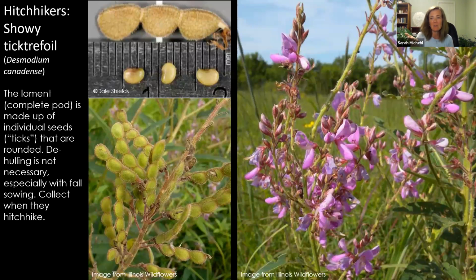How do you know when they're ready to collect? When they just stick to you. They make it obvious when they're ready to collect. You don't have to worry about dehulling these, okay? Or removing the seeds. I mean, these are seeds that can just be thrown out. Yeah, these are pretty easy to collect. They usually just do it for you.